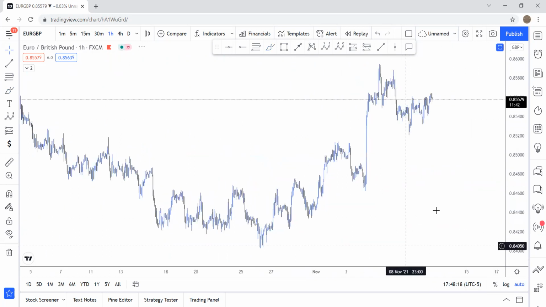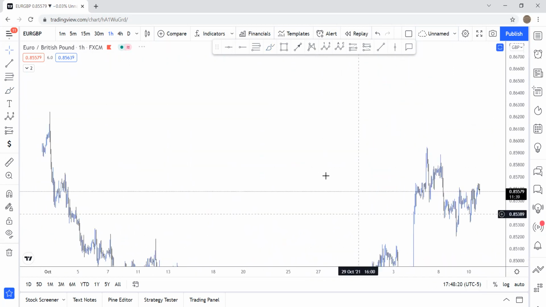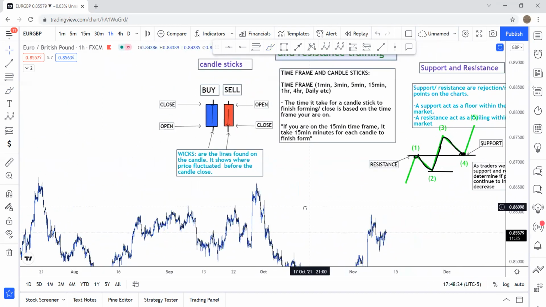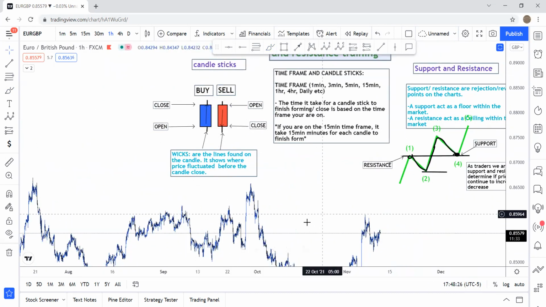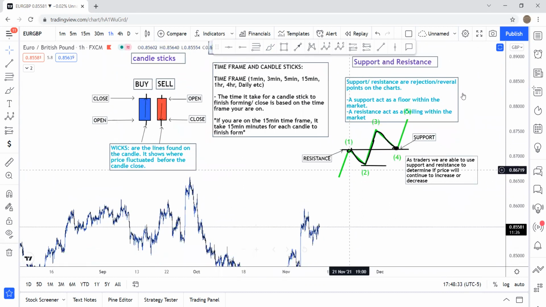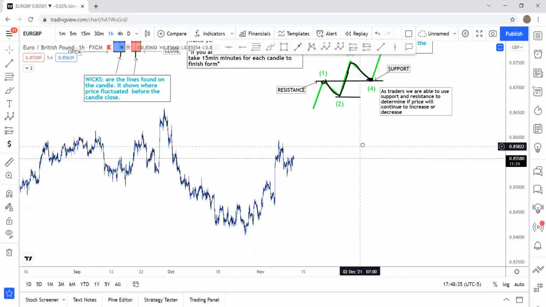So far, hopefully all of that makes sense. So far we've just covered the candlesticks, and the time frame and how a candlestick is formed based on the time frame. So now let's look at support and resistance, right?